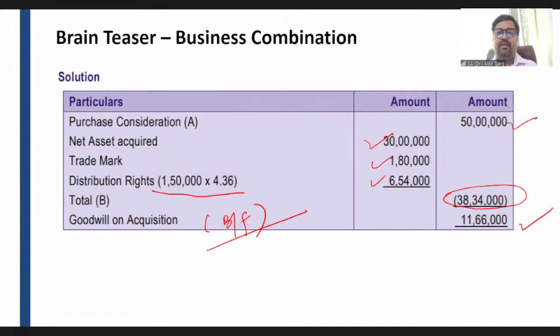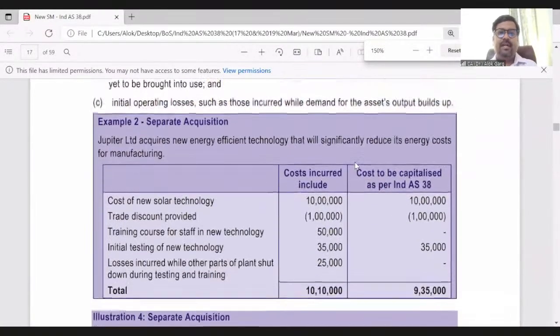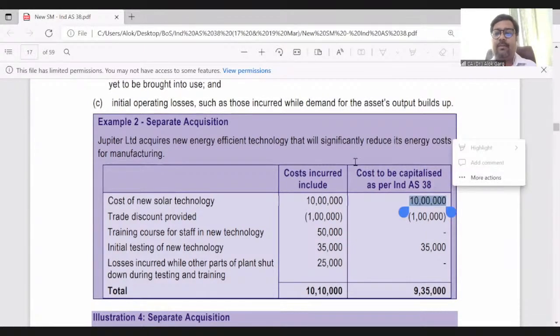I hope it is clear to everyone. Let's discuss these case studies from Institute study material as well. If you see example number 2 on separate acquisition, Jupiter Limited acquires new energy efficient technology that will significantly reduce its energy cost for manufacturing. Cost of new solar technology, so this is a cost of 10 lakh rupees. Of course, it has to be capitalized as per Ind AS 38.